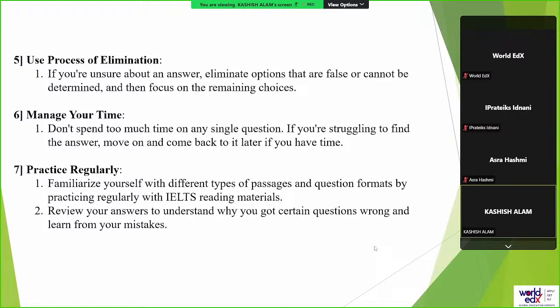Simple. Practice regularly, get yourself familiarized with the concepts of true false not given. It's one of the challenging types of questions that do come in your paper. So practice it. You can just take a lot of mock tests. You can just solve it online. You can purchase any of the Cambridge books. You have a plethora of materials available. You can just utilize this and solve as many questions as you can.